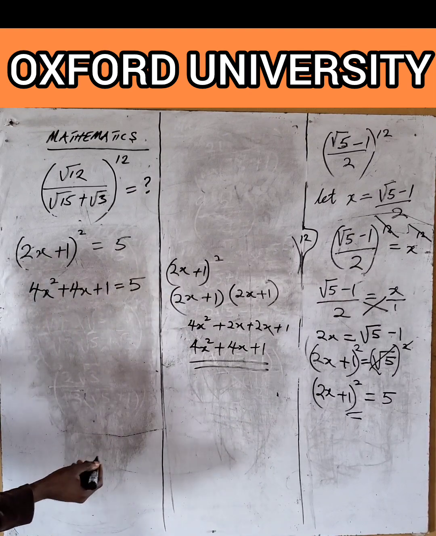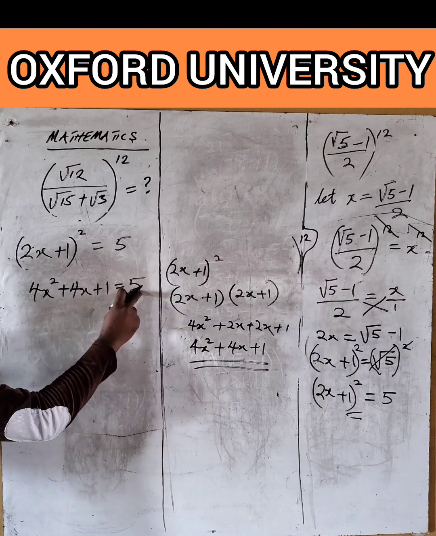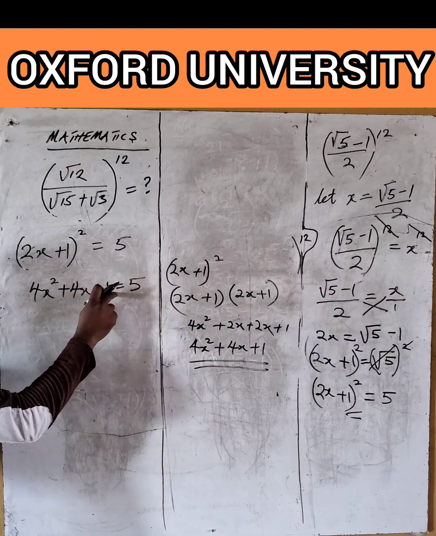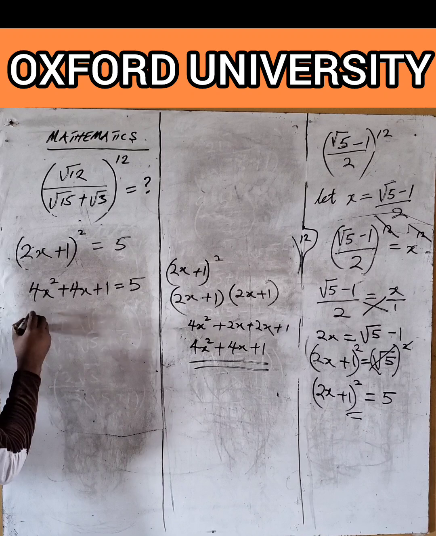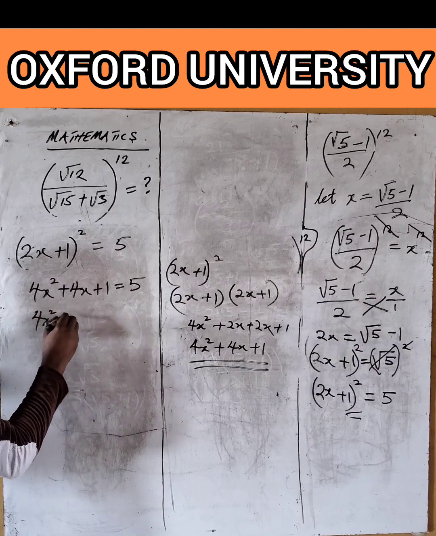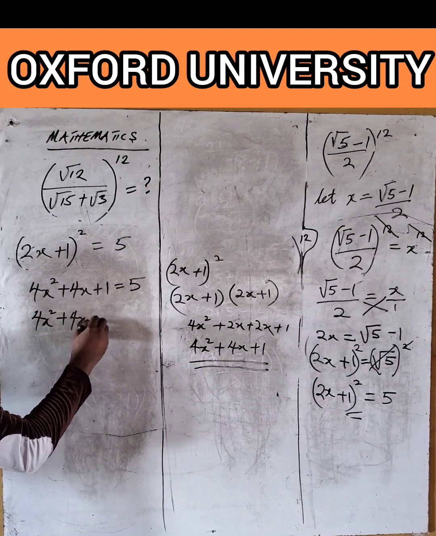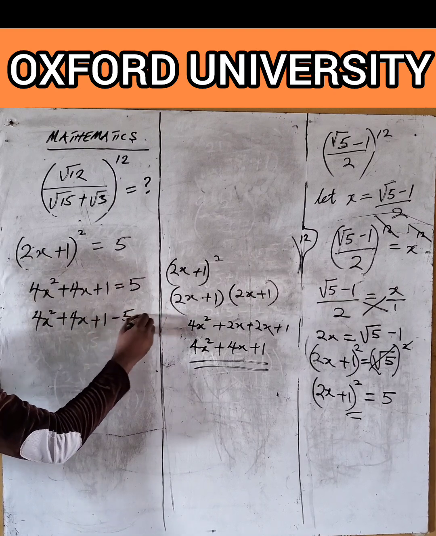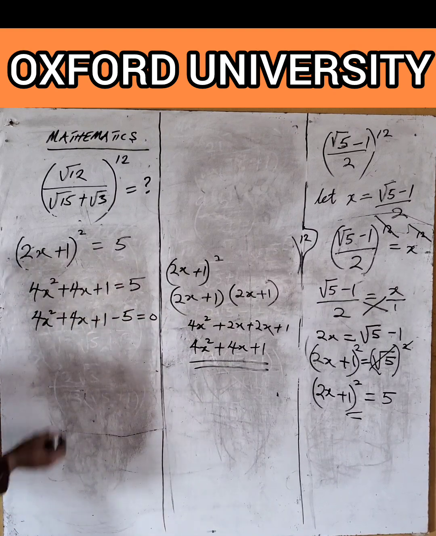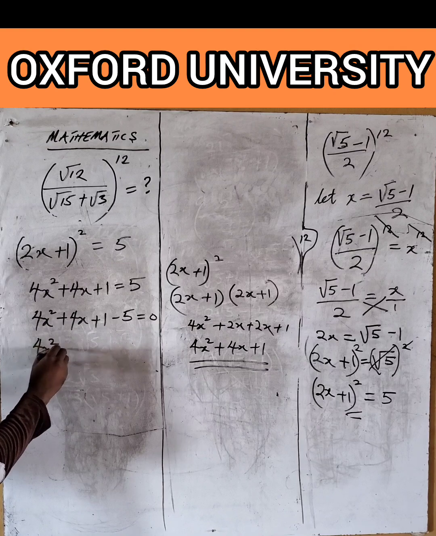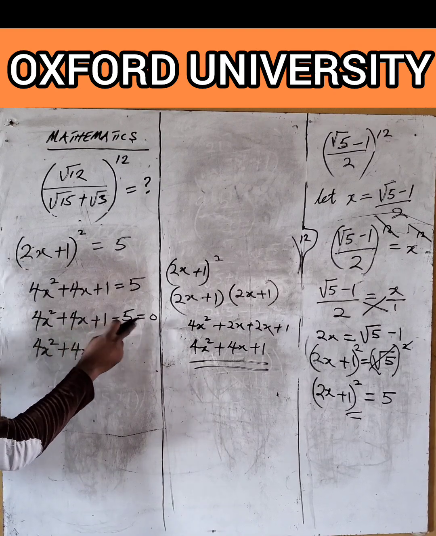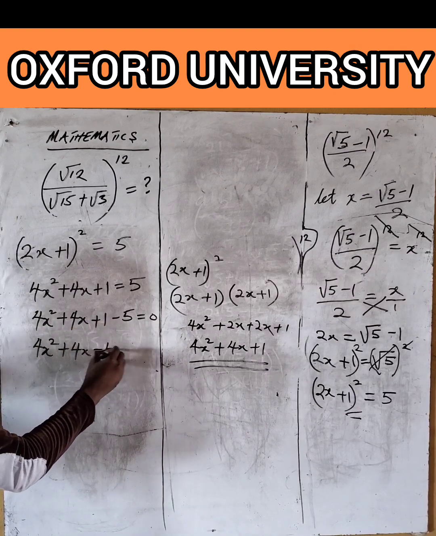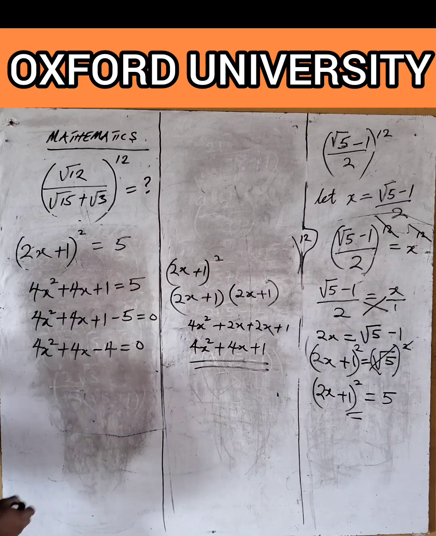Now, if this is true, it then means that our 5 will cross this equal sign so that here will be 0. As such, we'll be having 4x squared plus 4x plus 1. 5 crossing the equal sign will give us minus 5. And of course, here will be what? 0. So we'll be having 4x squared plus 4x plus 1 minus 5. We'll be having minus 4 is equal to 0.